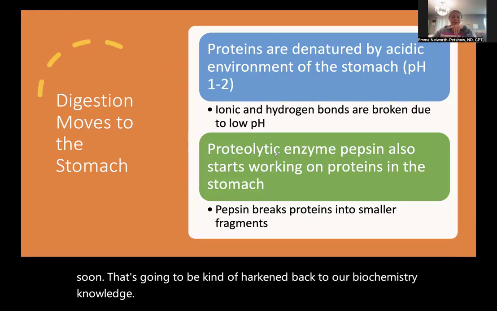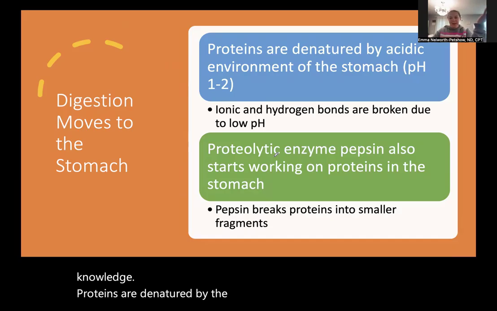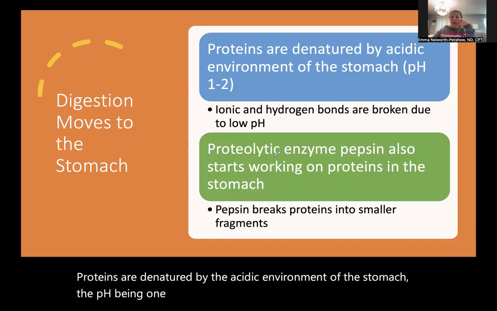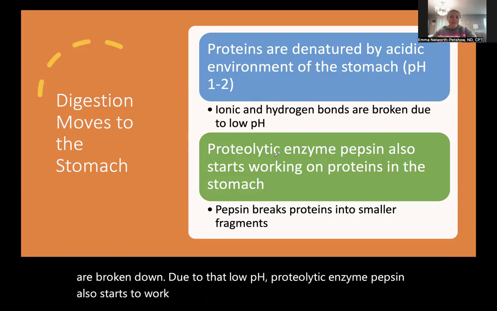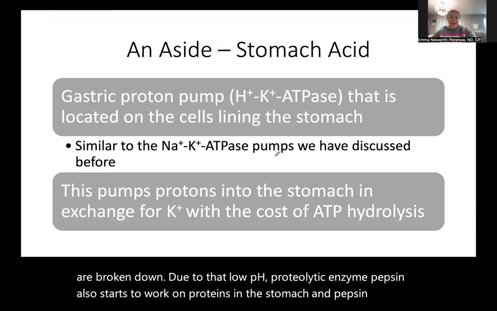Proteins are denatured by the acidic environment of the stomach, the pH being 1 to 2, and then our ionic and hydrogen bonds are broken down due to that low pH. The proteolytic enzyme pepsin also starts to work on proteins in the stomach, and pepsin breaks proteins into smaller fragments.